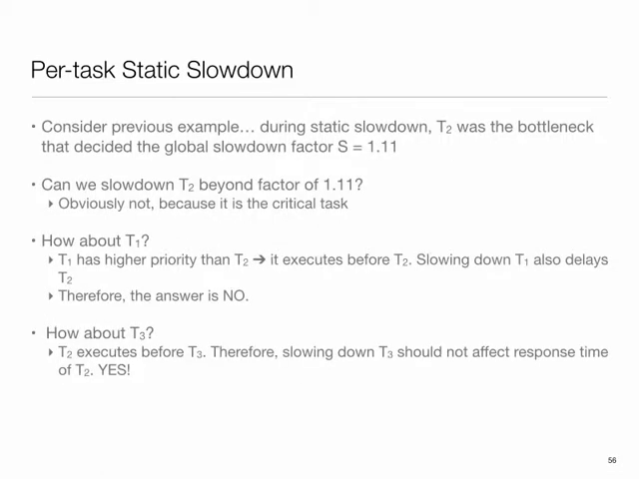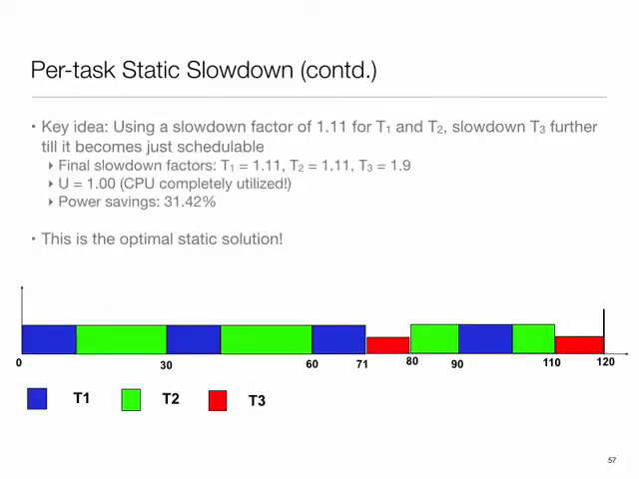I can go further. My bottleneck task is task 2, so I leave that at 11% slowdown. But task 1 is higher priority, so I cannot. Task 3, I can slow down even more. So what we begin to do now is start walking from our most critical task and always decide, can I slow this down? How much can I slow it down? And walk through all the tasks.